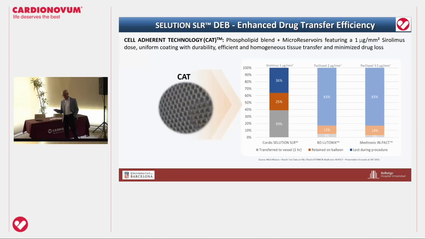And then arrives the technology that is completely different for sirolimus. For the limus drugs, as you can see, the limus is less hydrophilic, so you have to use another technology to make this transfer to the vessel wall and to keep the drug in the vessel wall. This is the cell adherent technology, which is a phospholipid and microreservoirs that contain the sirolimus and go to the vessel wall. As you can see here, the retention of sirolimus in the vessel wall is 39% of the drug that you put on the balloon, in comparison with the other, where only 5 or 3% of the drug goes to the vessel wall.